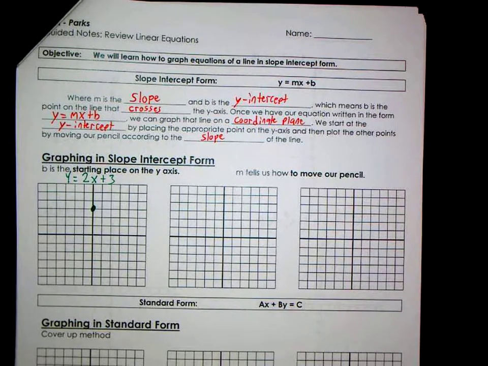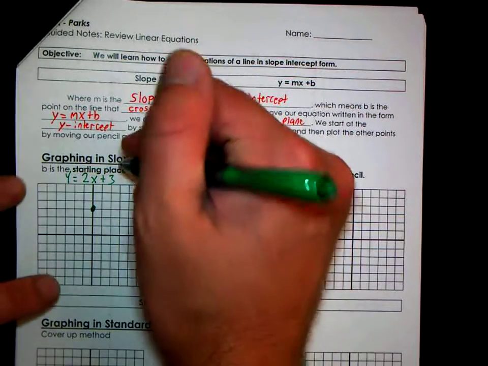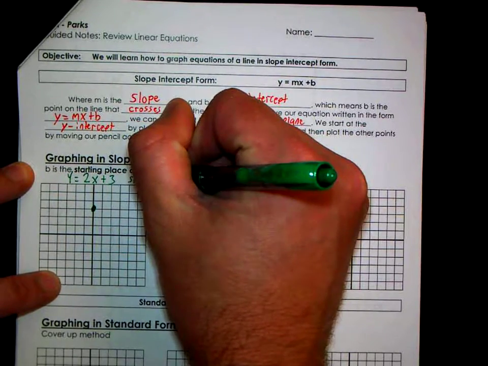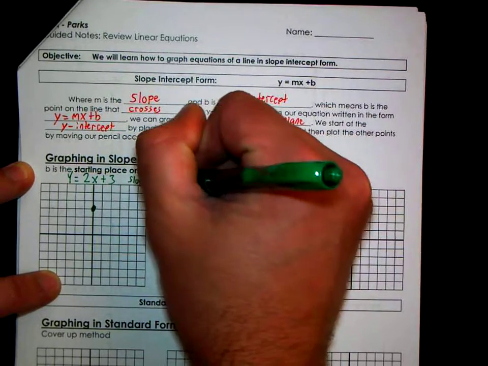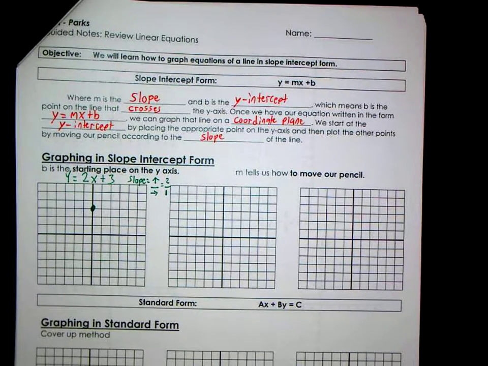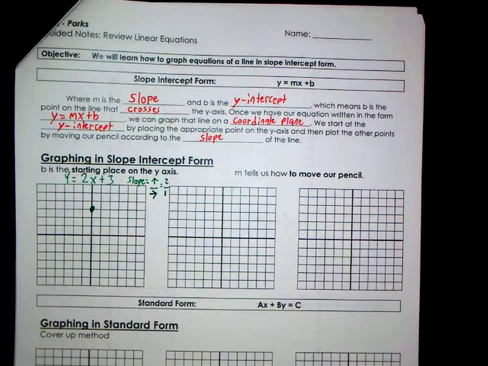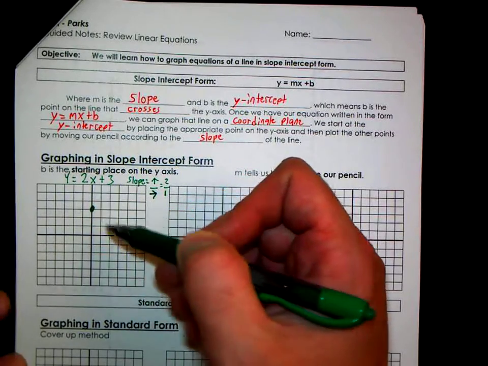And then, for some kids, 2 is confusing, but remember 2 is the same thing as 2 over 1. So the slope is rise over run, 2 over 1, right? Rise over run. I'll make this arrow a little easier to see. All that means is you go to your y-intercept, you go up 2 over 1.